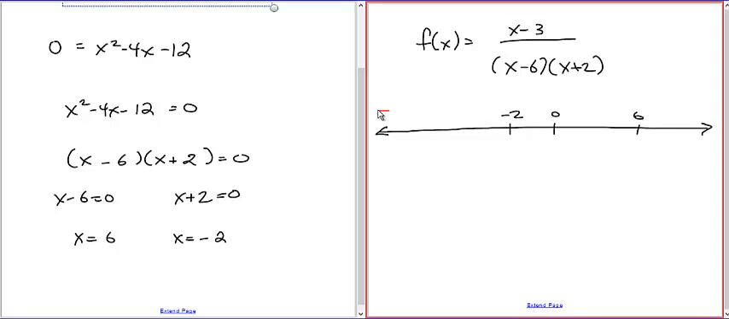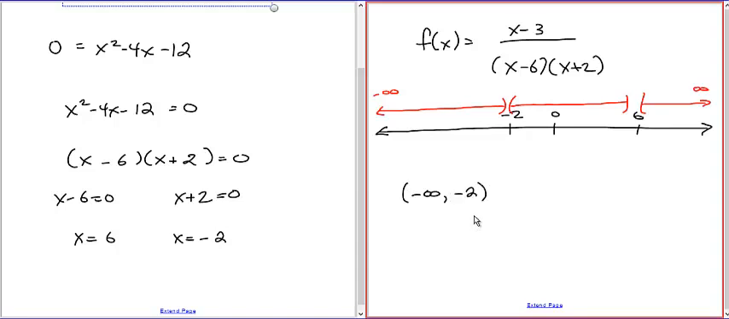So you're going to have all of this up to there, and then a curved parenthesis from there to 6, and then another curved parenthesis going all the way out to positive infinity. This goes to negative infinity. So in interval notation, you're going to have negative infinity to negative 2, in union with negative 2 to 6, in union with 6 to positive infinity.